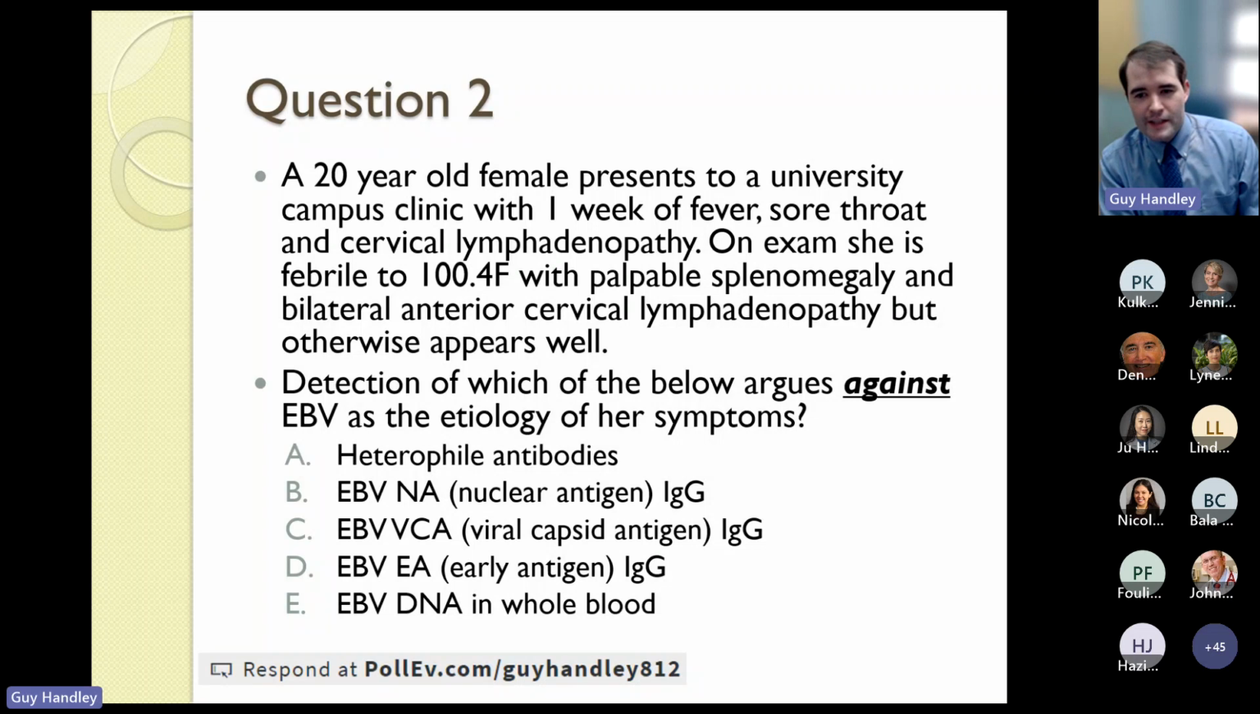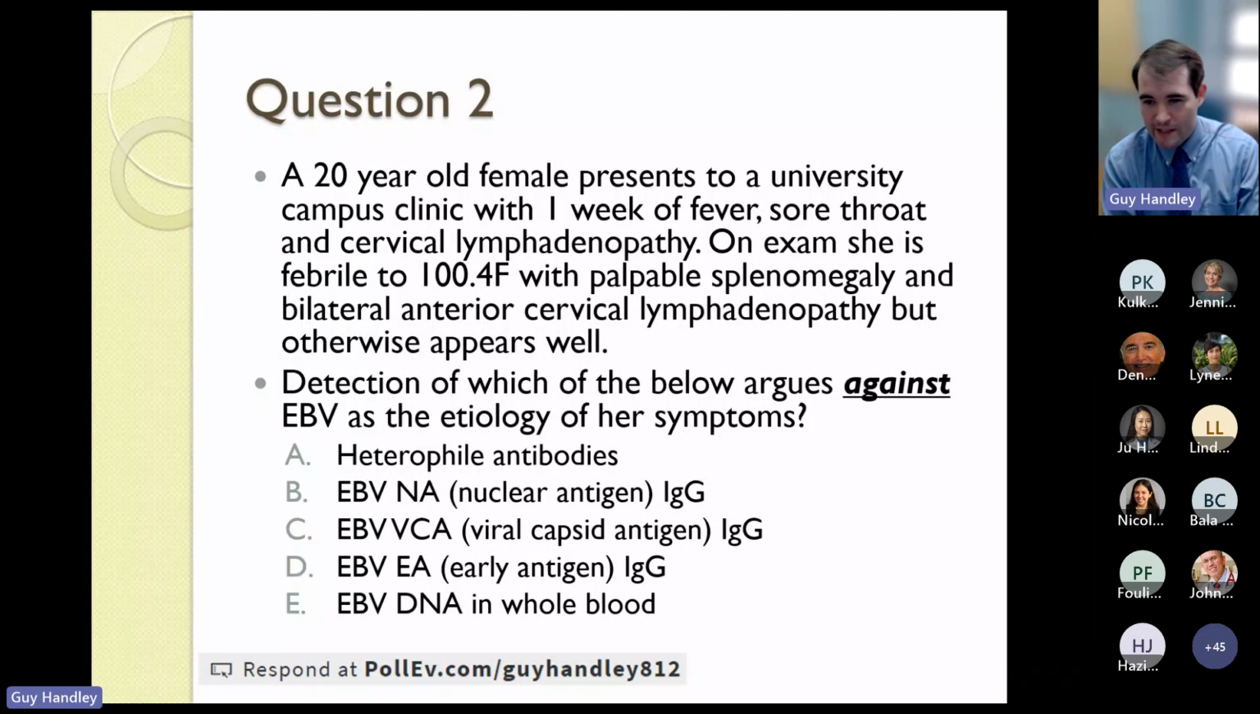Okay, so we'll move on to the second question: how do we diagnose acute EBV? I have a 20-year-old female who's coming to a university campus clinic with 1 week of fever, sore throat, and cervical lymphadenopathy. So she essentially has acute mononucleosis. On exam, she is febrile at 100.4 Fahrenheit with palpable splenomegaly and bilateral anterior cervical lymphadenopathy, but otherwise she appears well. So detection of which of the following below will argue against EBV as the etiology of her symptoms.